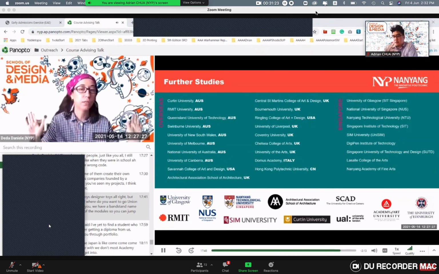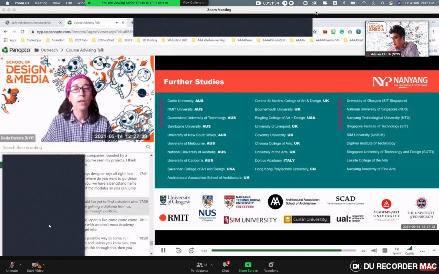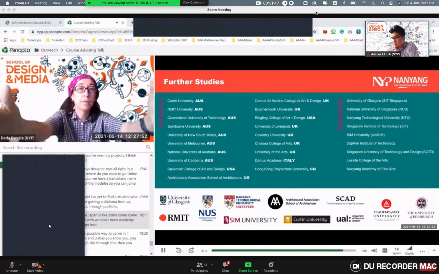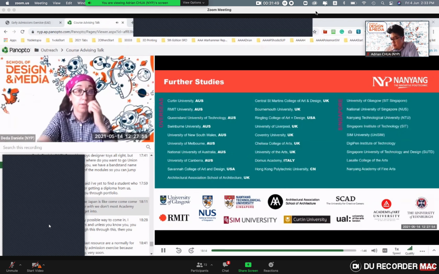So these are all the unis that will take you. We have advanced standing. It means that you can even waive some of the modules, so you can jump directly into year 2. Like I said, I've yet to find a student who did not manage to get to uni after getting a diploma from us. And a lot of these universities take you through portfolio. DigiPen is like, come, and we'll take you. Same with Domus Academy in Italy. That's a very hard one to get into.